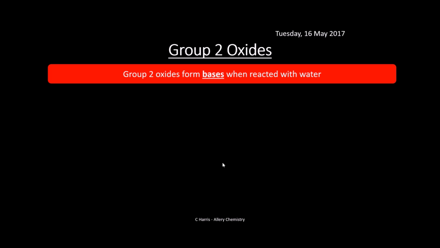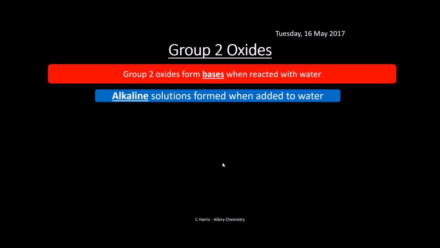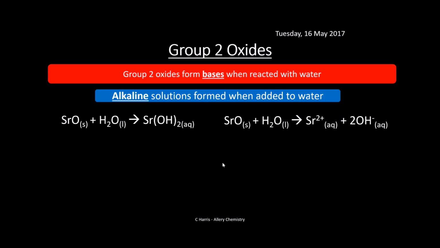Okay, they form bases when they're reacting with water as well. So these are your group 2 oxides. You take your oxide and you add it to water, and alkaline solutions are formed. So let's have a look at some examples. Here's strontium oxide reacting with water, and it forms strontium hydroxide. So this is what makes it a base. And this one here is basically just showing the ions that are formed.